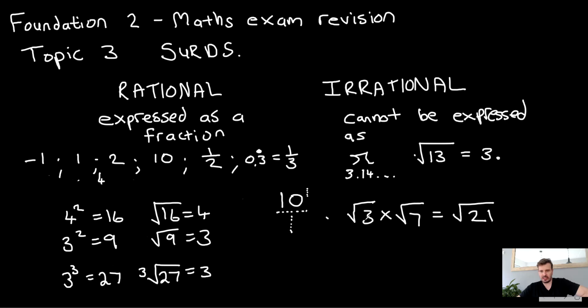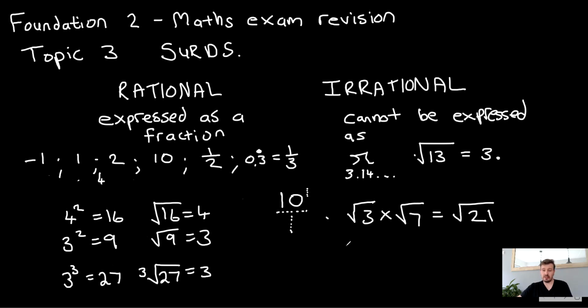So root 3 is irrational because it's not a perfect square. Root 7 is irrational because it's not a perfect square. And root 21 is also irrational. It is not a perfect square, so that's also irrational. But it's simpler than just writing 3 and 7.